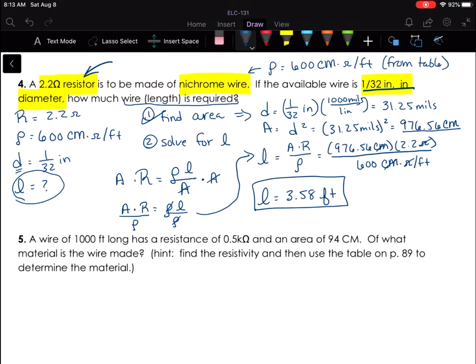I'm sorry if I said copper wire, that's nickel chromium wire. If we were looking for the amount of copper wire here to give the same resistance, we would need to change the resistivity down to that 10.37 number, and it would probably require a great deal more wire for that.